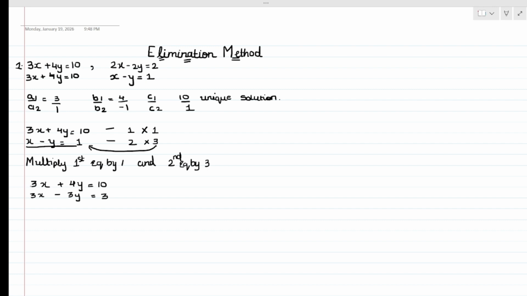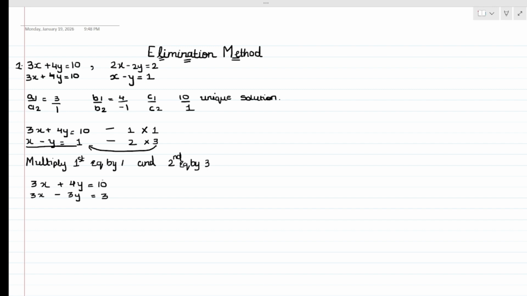First equation is also plus 3. Second equation is also plus 3. If you are having the same sign, that means you need to subtract both the equations. If you are having different signs, then you need to add both the equations.